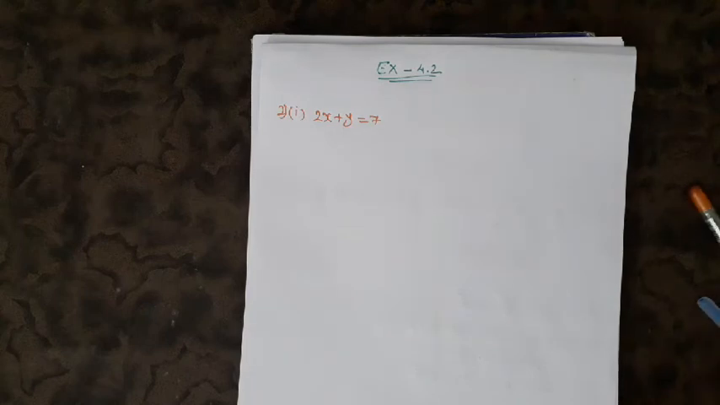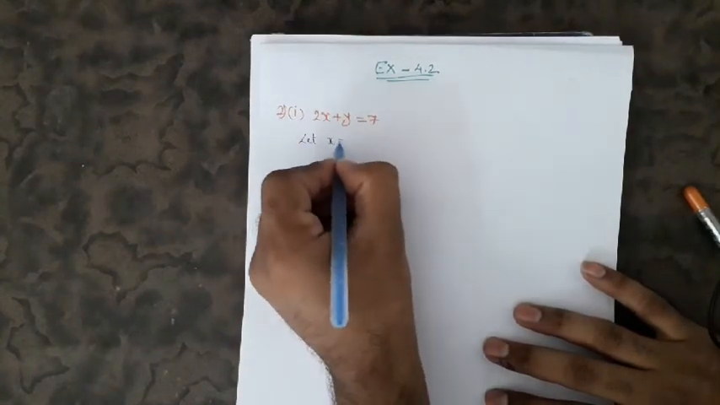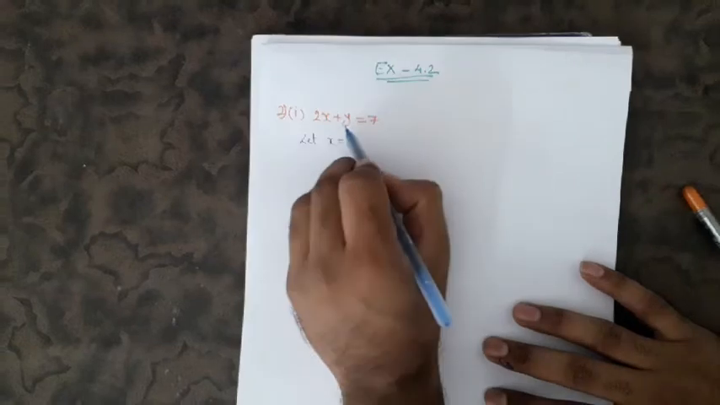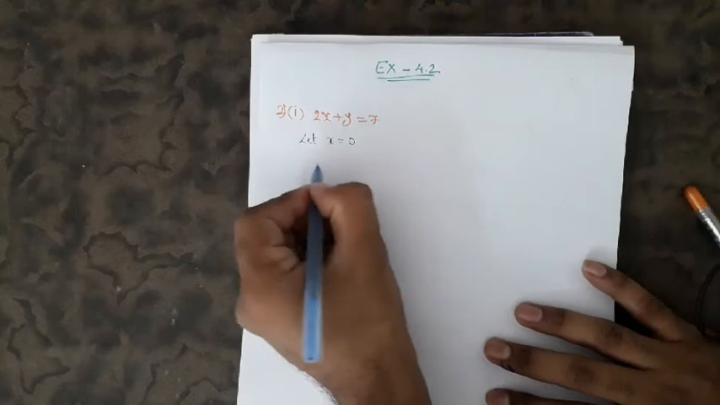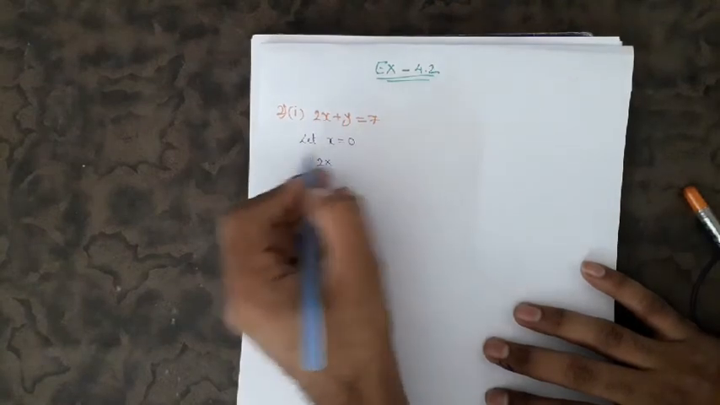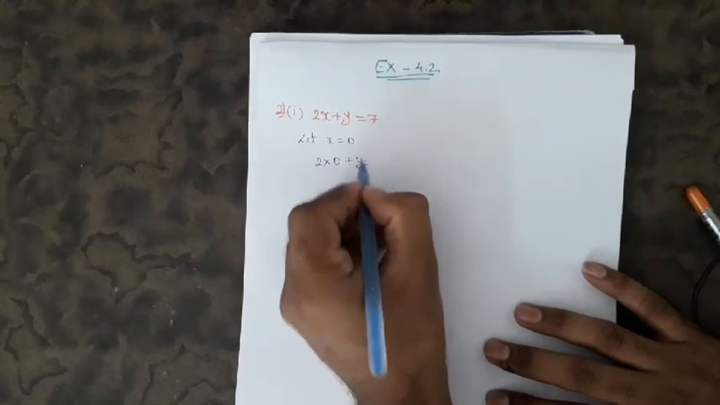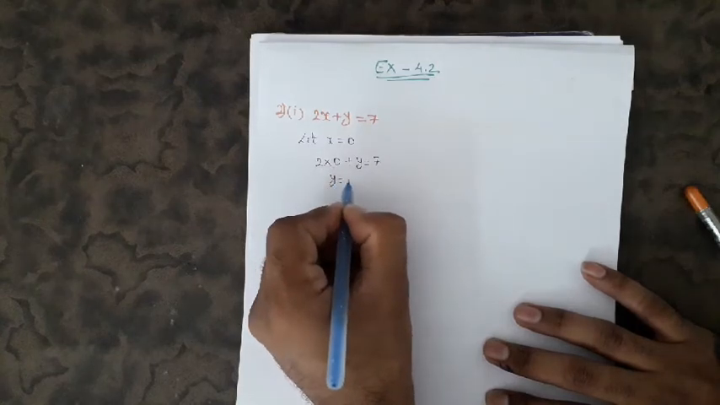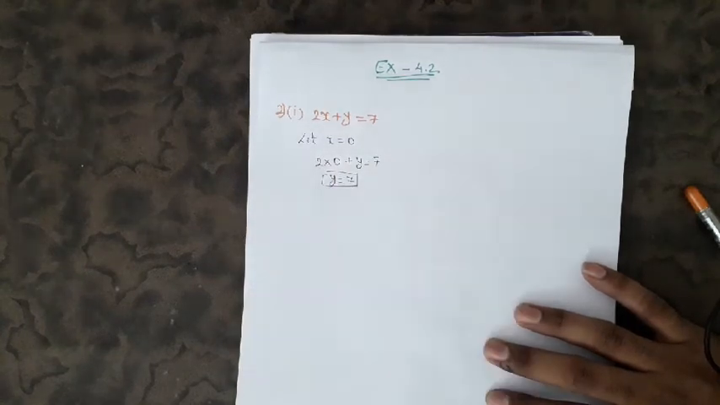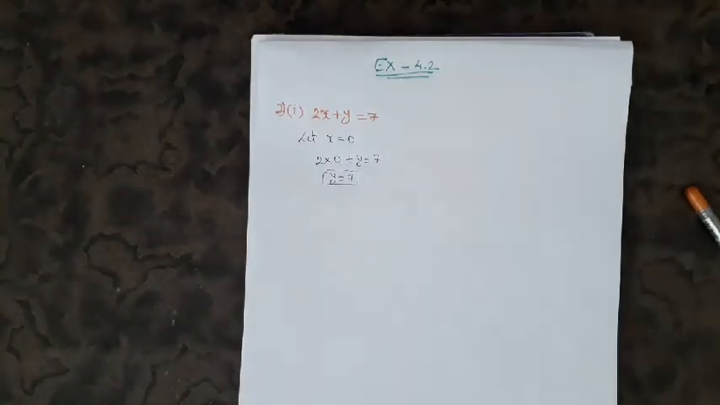I'm solving. First we'll take x equals 0. Instead of x or instead of y, whatever you want you can take. Let x be 0: 2 into 0 plus y equals 7. So 2 into 0 becomes 0, and y equals 7. So the first solution is y equals 7. We have taken x equals 0 and we got y equals 7.